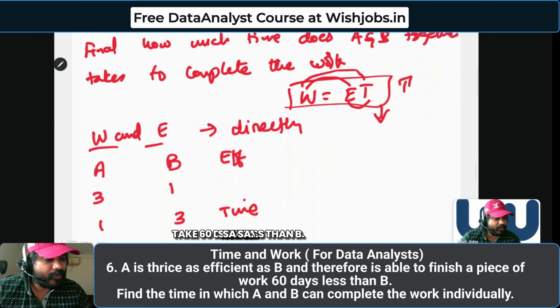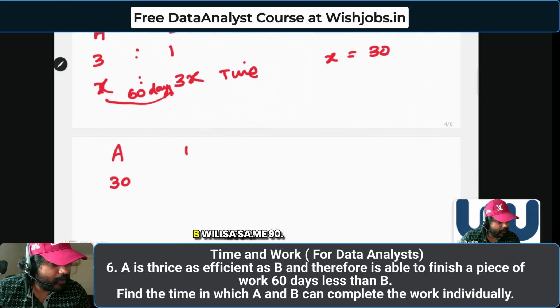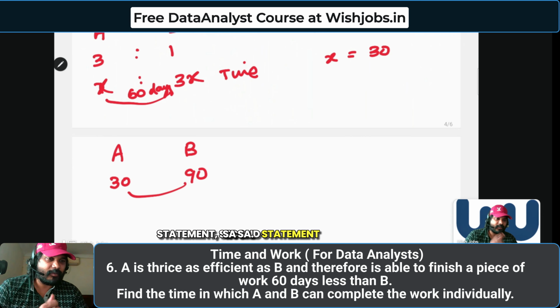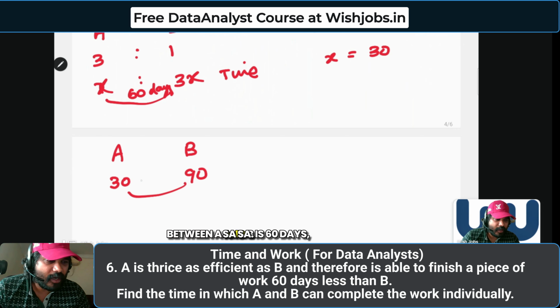Then x will become 30 days. So A will become 30, B will become 90. That is what the first statement and the second statement asked also. The difference between A and B is 60 days, which satisfied the equation. So next, you also know the efficiencies are 3 is to 1.